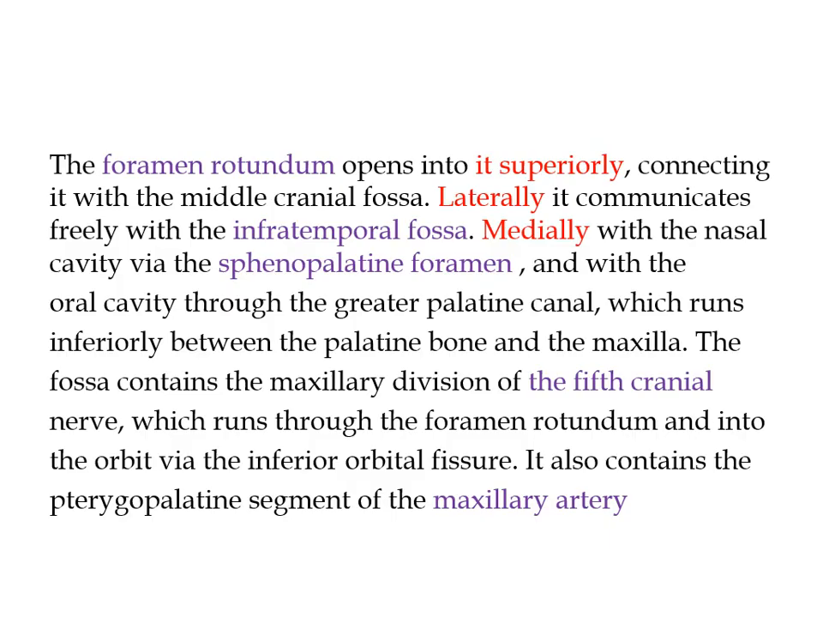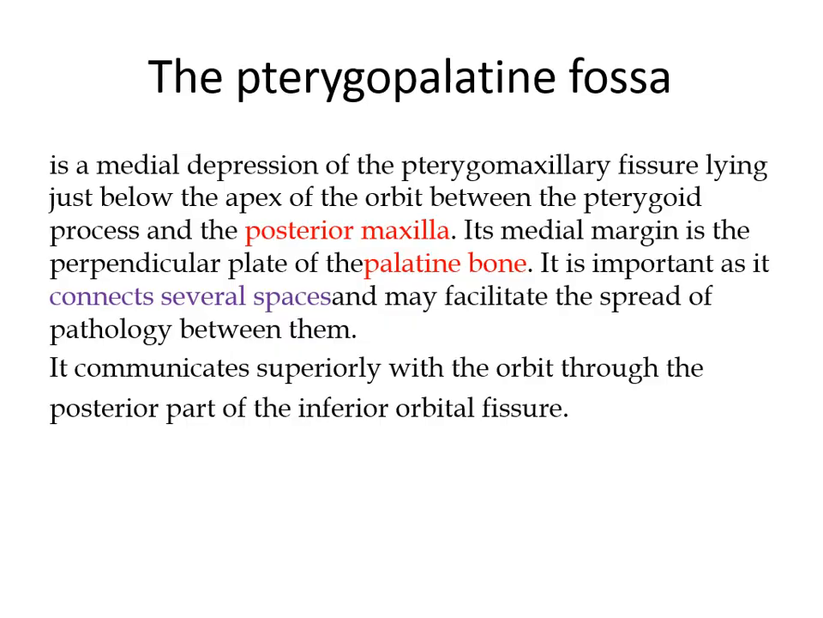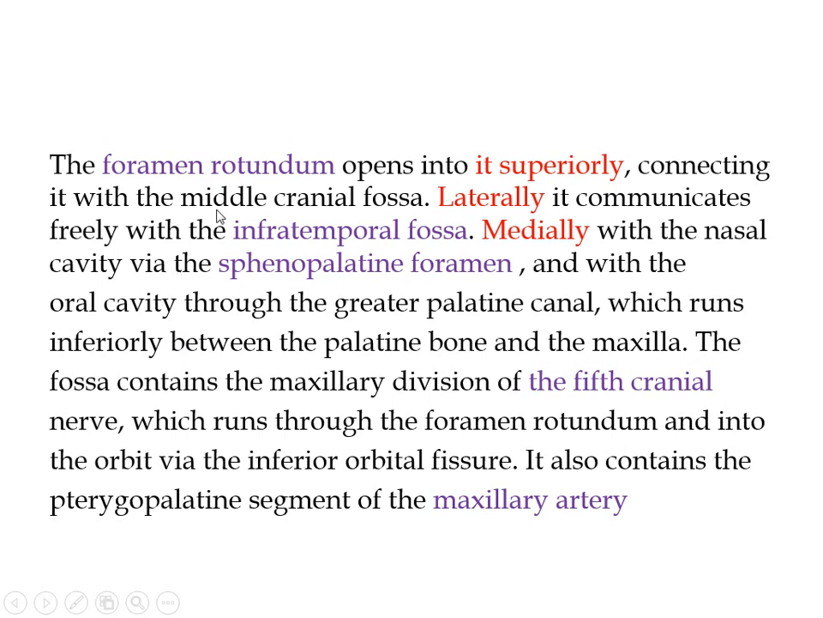It communicates superiorly with the orbit through the posterior part of the inferior orbital fissure. The foramen rotundum opens superiorly, connecting to the middle cranial fossa, so it can spread to the brain, to the middle cranial fossa, to the orbit. Laterally, it communicates freely with the infratemporal fossa.